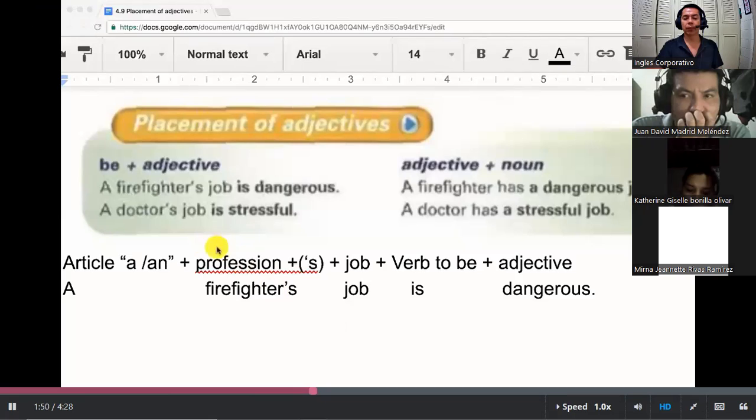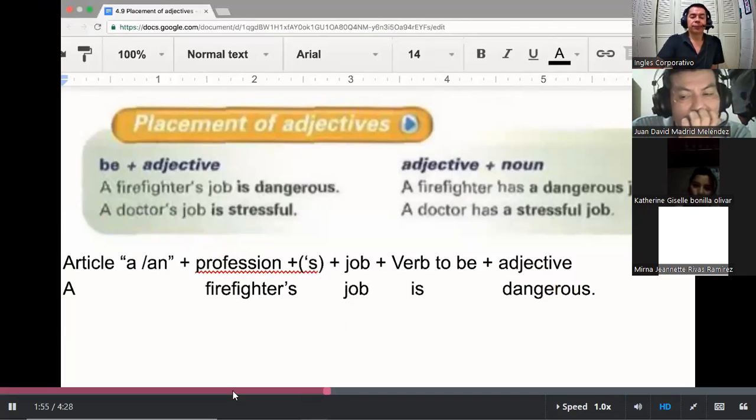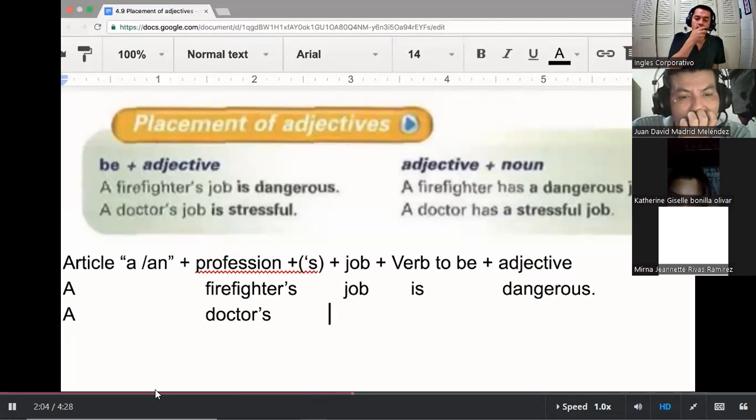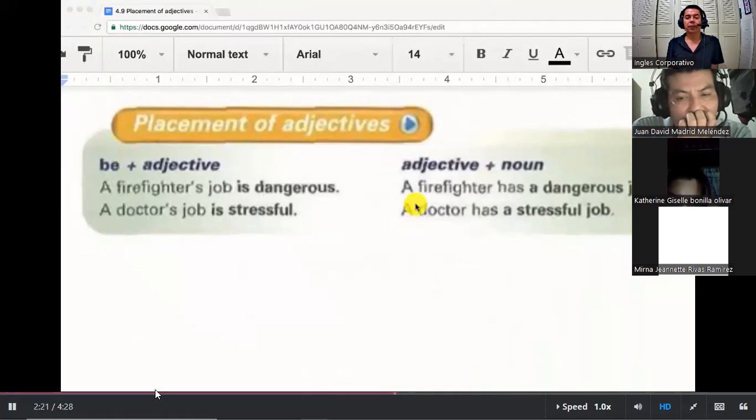Let's look at our next example. A doctor's job is stressful. At the beginning of our sentence, we have an article, in this case a. Then we have profession plus apostrophe s, which expresses possessive, plus job. After that, we have the verb to be, is. Finally, we have the adjective, stressful.